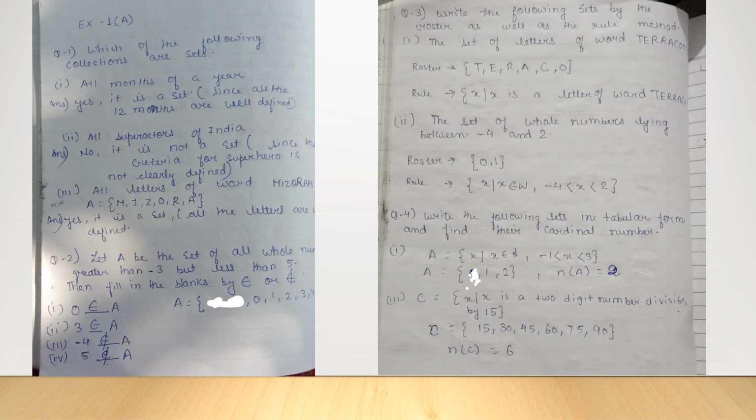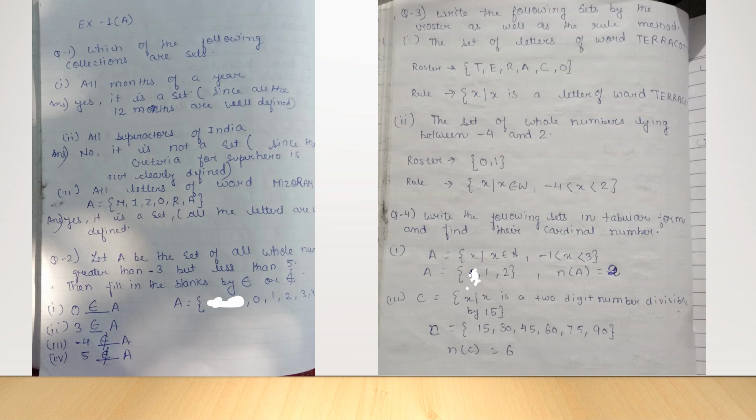Now question number 3. Write the following sets by the roster as well as rule method. First, the set of letters of the word terracotta. Here again we will follow the same rule that the elements of the set should not be repeated. So in roster form we can write it down T, E, R, A, C, O. In rule method, X such that X is a letter of the word terracotta.